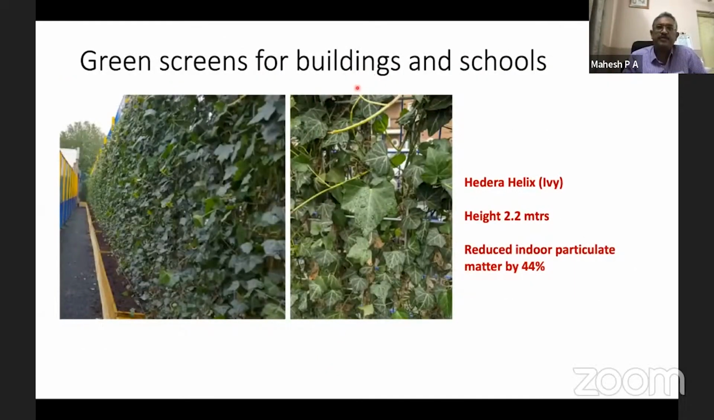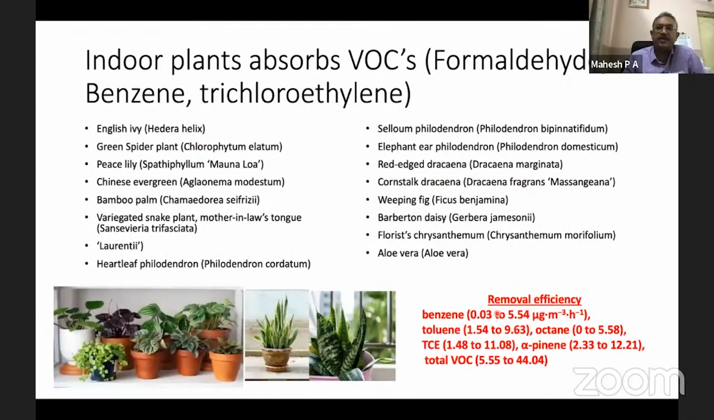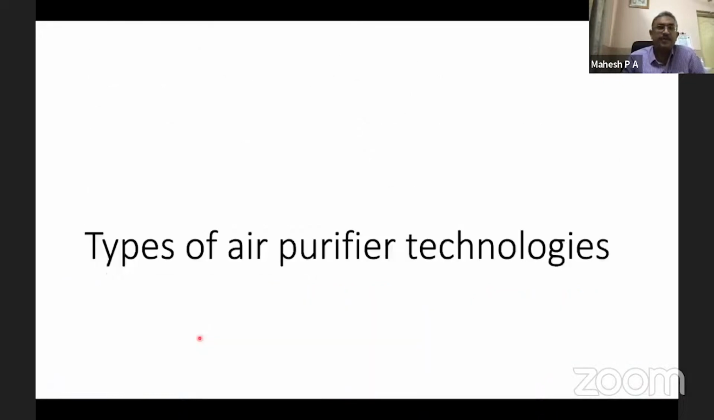If you look at green screens for buildings, now this is a Hedera helix, it's about 2.2 meters. It has reduced the indoor particulate matter by about 44% in a traffic dense area. So these are some of the things that can be used. We have a whole lot of indoor plants that can absorb the VOCs, such as formaldehyde, benzene, and trichloroethylene. They have varying capacity for the removal efficiency. Maybe a combination of these plants could be ideal.